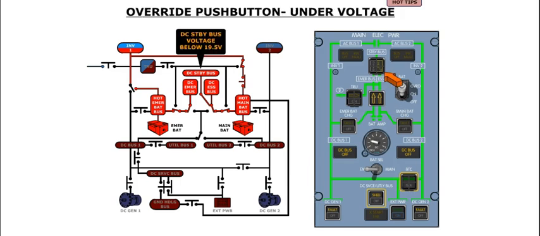The undervoltage caption illuminates amber when the DC standby bus voltage is less than 19.5 volts. Normally, the override position of the push button would be selected in this situation.